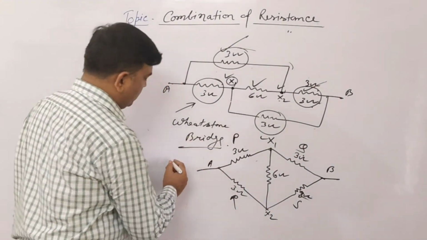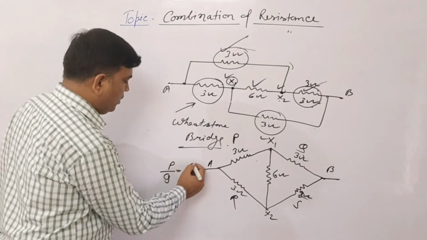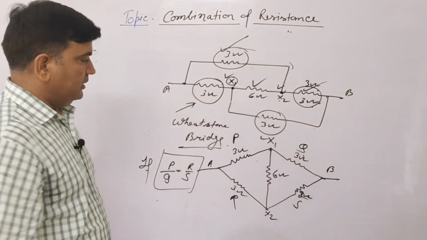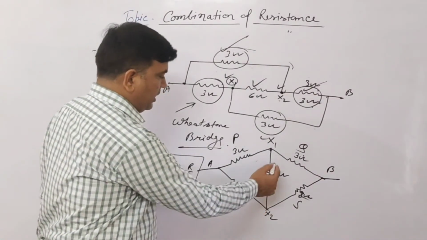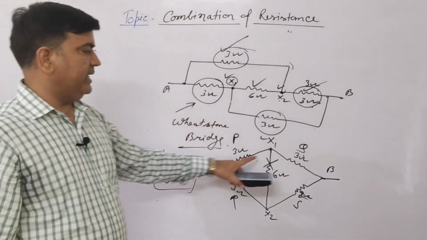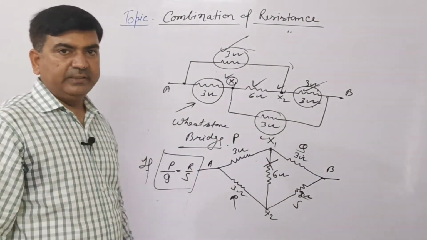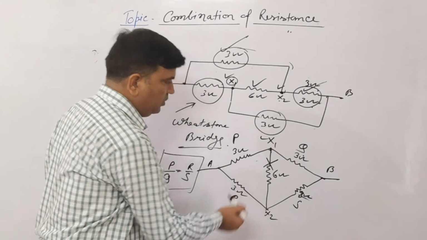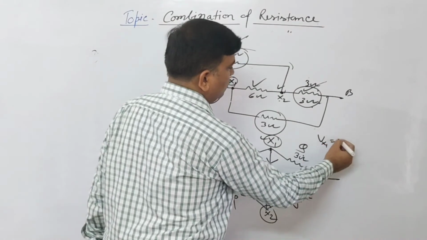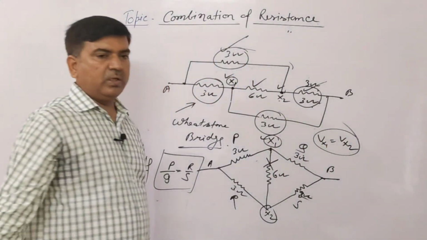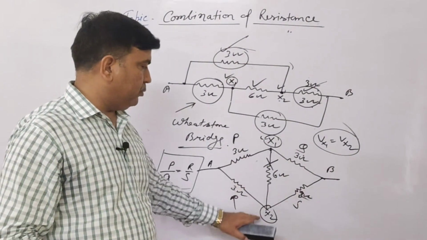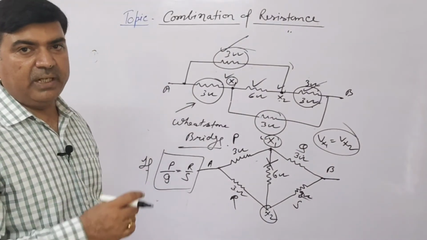So according to the Wheatstone bridge, what is the concept? If P by Q equal to R by S, then in this condition, no current passes through the diagonal X1 and X2. If the ratio of P and Q and R and S both are equal, then no current passes through the diagonal X1 and X2. Why? Because X1 and X2 both have the same potential, that is Vx1 equal to Vx2. And everyone knows no current passes between the 2 points which are at the same potential. So no current passes between X1 and X2.